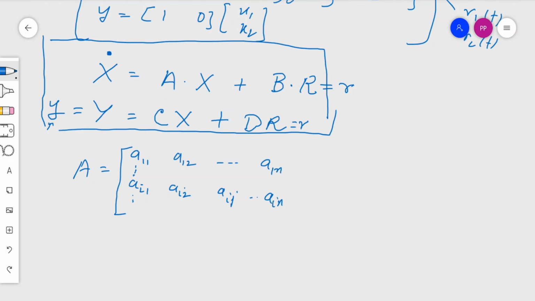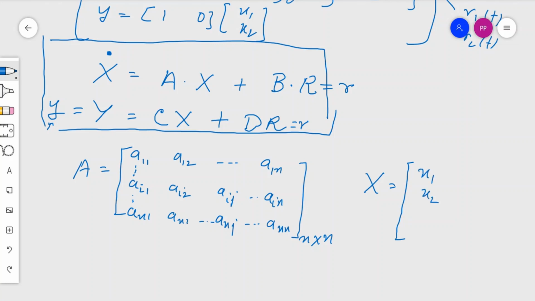So here you come down: the ith row first element, ith row second element, similarly the ith row jth element, up to the ith row nth element. So similarly you come down, you have the nth row elements, an1, an2, like that, so anj up to ann. So definitely this is for a square matrix. Why is this a square matrix? There is a very interesting fact actually, so we'll discuss why it is a square matrix. So A is n by n, then x is the set of state variables, so this is called the state variable itself. So we write it x1, x2 up to xn.